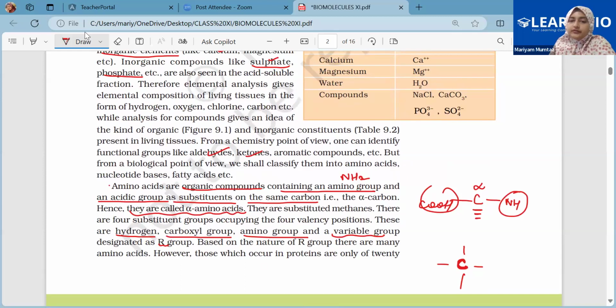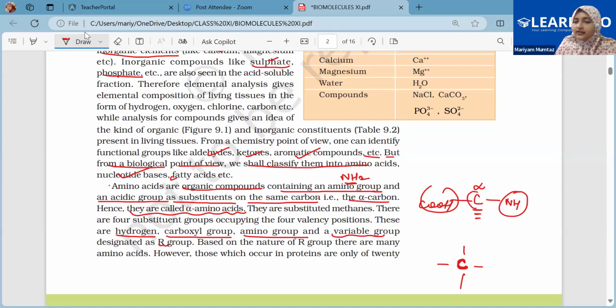From a chemistry point of view, one can identify functional groups like aldehyde, ketones, aromatic compounds, etc. But from a biological point of view, we shall classify them into amino acids, nucleotide bases, and fatty acids. Now, amino acids are organic compounds containing an amino group, that is the NH2 group, and an acidic group as substituents on the same carbon, that is the alpha carbon.